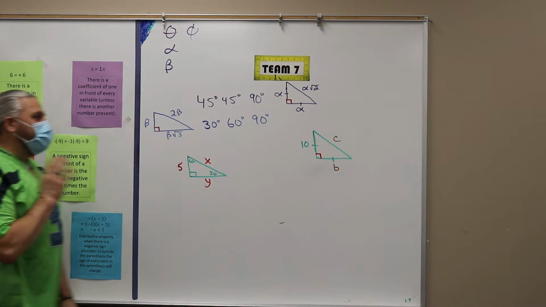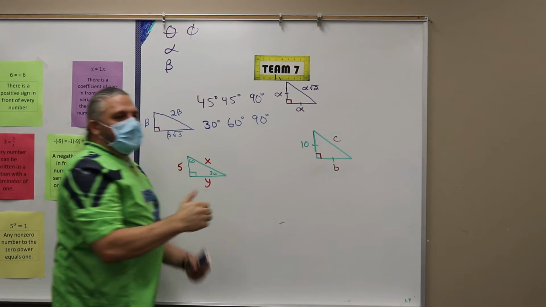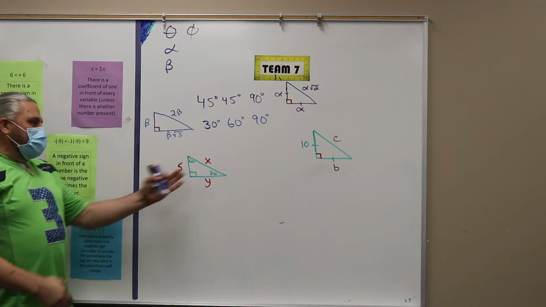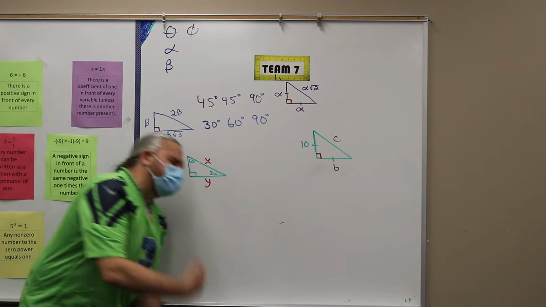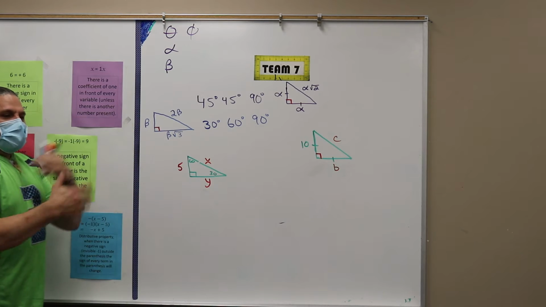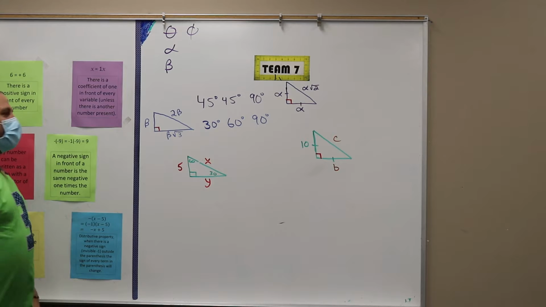Anyways, 45, 45, this is alpha. The reason I use alpha is because usually your problems ask for x, and then you're like, which x is he talking about? So that's why I use alpha and beta. They never ask for alpha and beta, and that's why I do that.